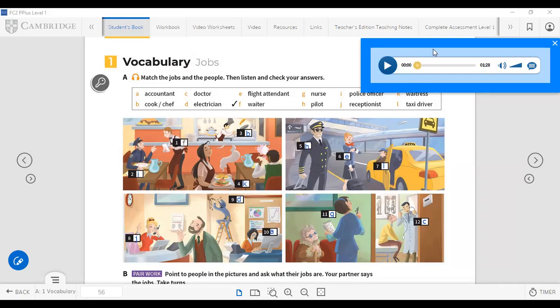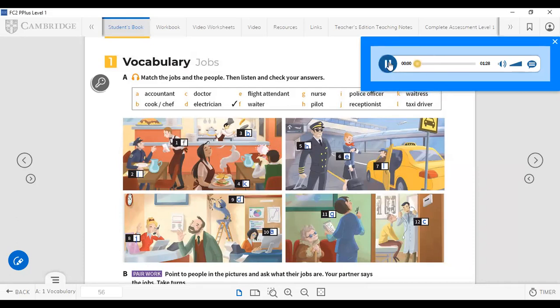What does she or he do? Unit 6. Work and Play. Lesson A. What does she do? Page 56. Exercise 1. Vocabulary. Jobs. 1, F. Waiter.